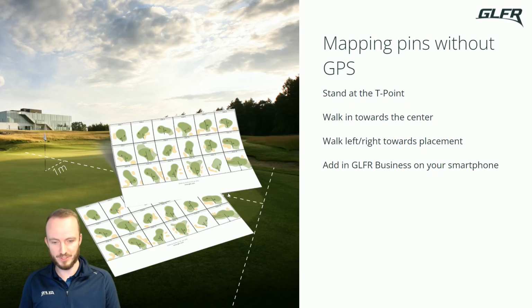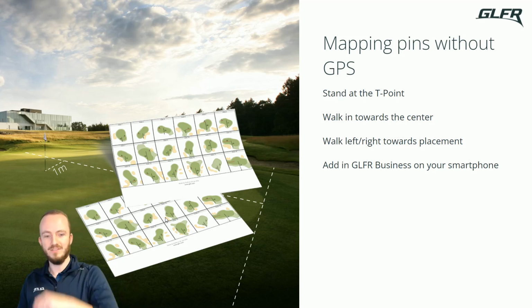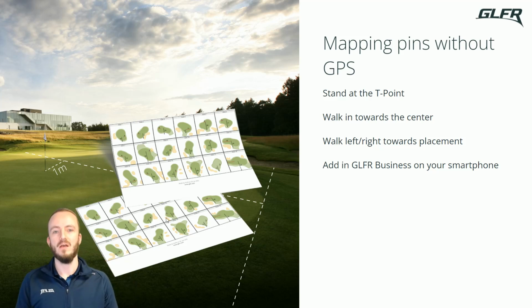Weird that this image shows up, but this is one of the results you can get from mapping the pin. From the walking in and to the side, you can actually get what we call a pin sheet that you could print out. It is of course shown automatically in the GLFR app, but if you want a printed pin sheet for a tournament or just for the guests coming in, you can generate that directly from the platform if you've mapped the pins.